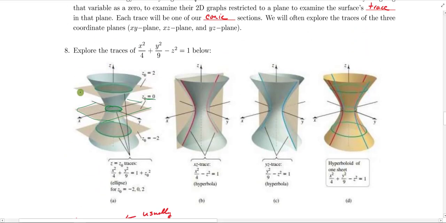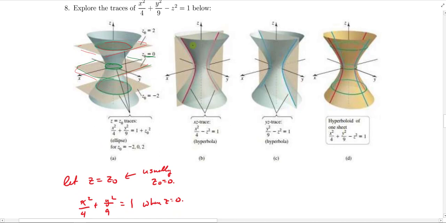So all of the traces in planes parallel to the original xy plane are always going to be an ellipse. Okay, so let's continue on and look at the xz trace. When I say xz trace, I mean we're in the xz plane. Anywhere inside this plane, what are the y coordinates? They're 0. So we let y equal 0, and we end up with x squared over 4, and then the y squared over 9 term goes away since y is 0, so we get minus z squared is equal to 1.